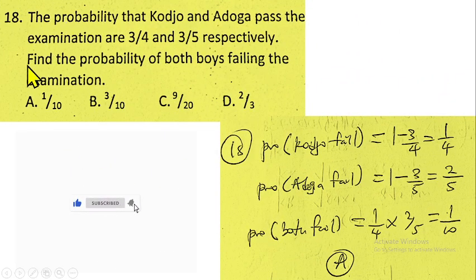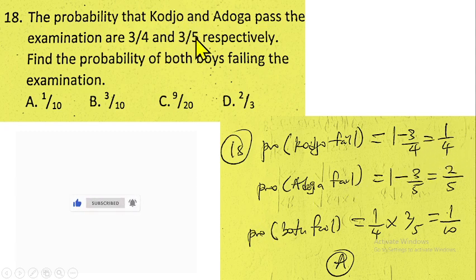Now, question number 18. The probabilities that Kojo and Adoga pass the examination are 3 over 4 and 3 over 5 respectively. Find the probability that both boys fail the examination. This question is from probability. The probability that Kojo passes is 3 over 4, so we can find the probability that he failed. The probability that he failed will be 1 minus the probability that he passed, because probability of success plus probability of failure gives us 1. So the probability that Kojo fails will be 1 minus 3 over 4, and that gives us 1 over 4.